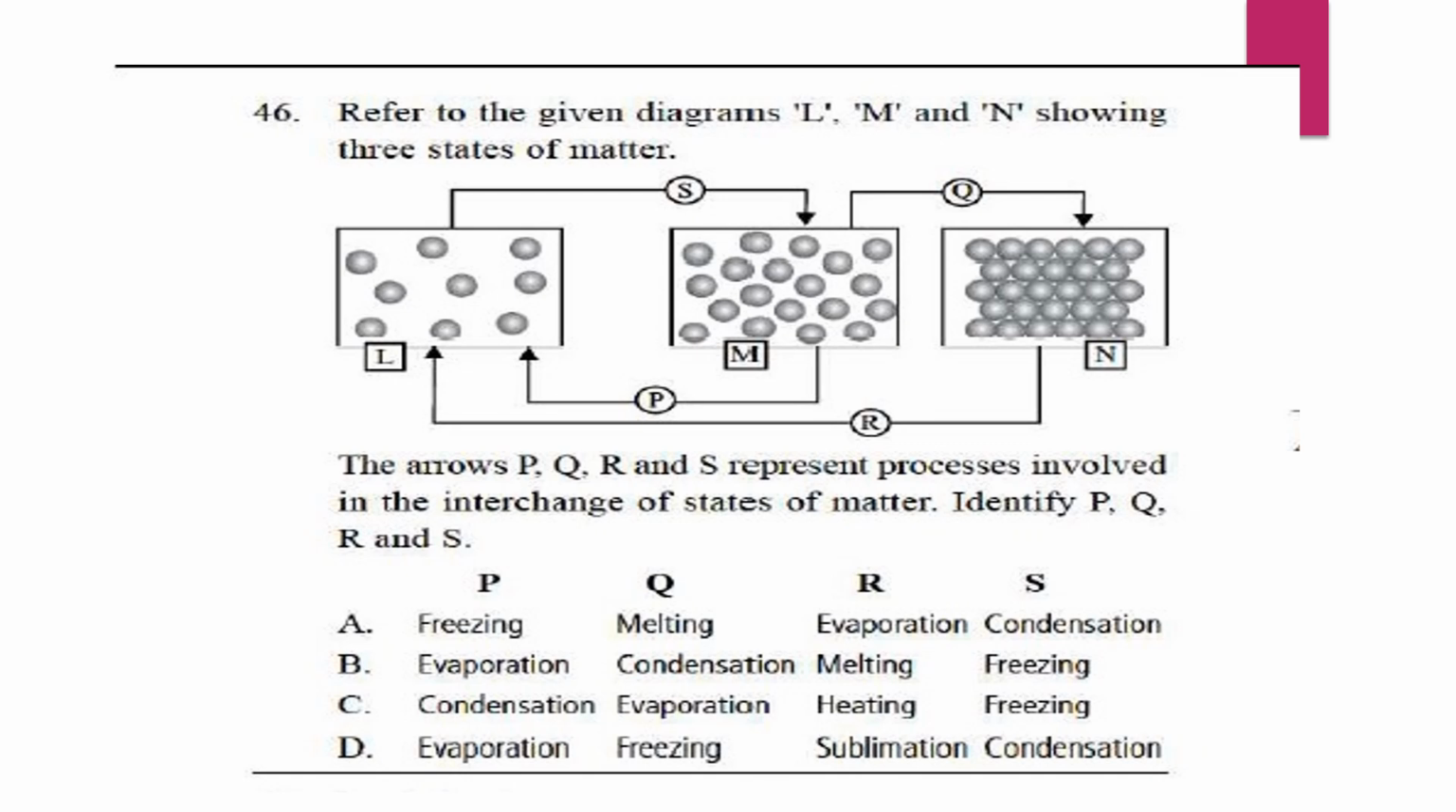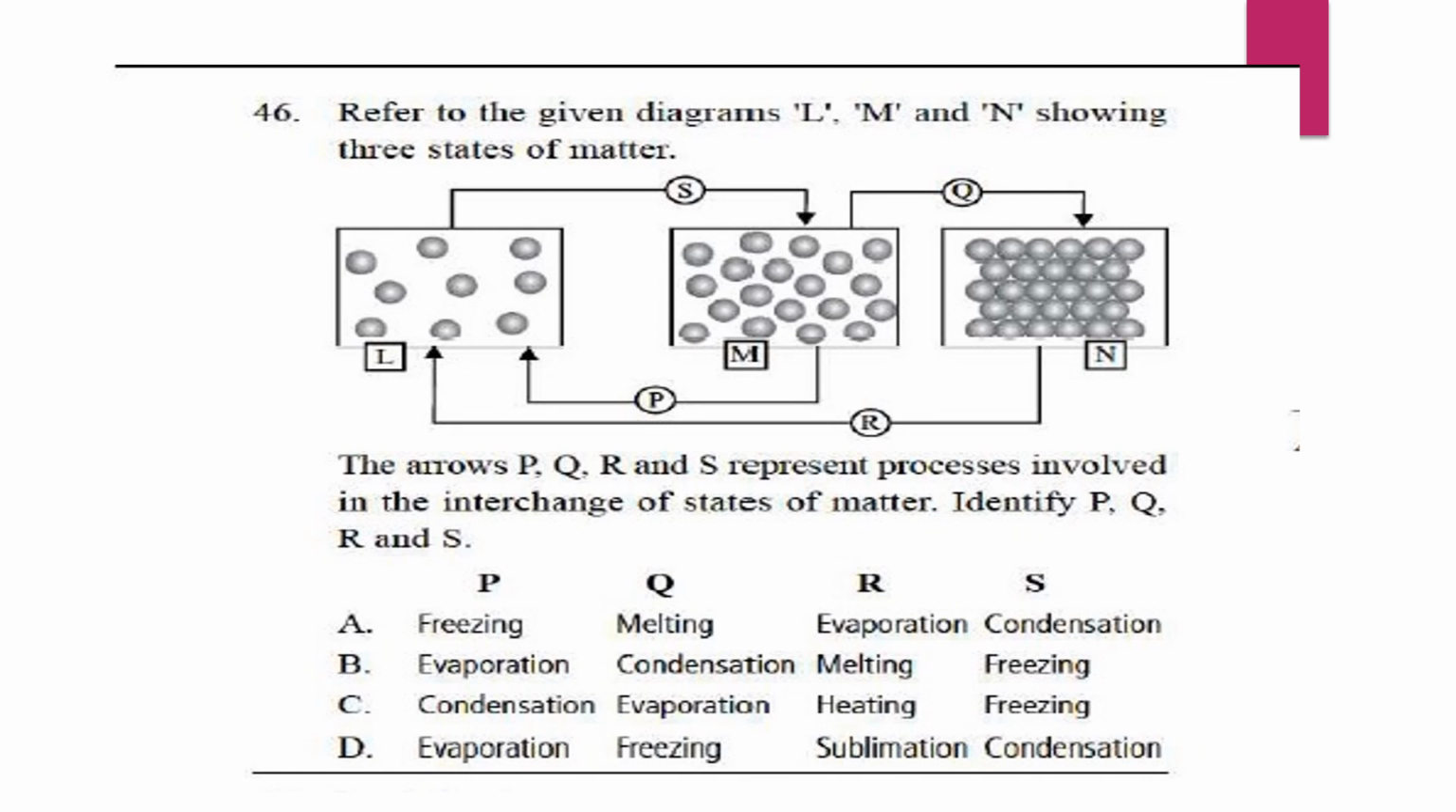Refer to the given diagrams L, M and N showing three states of matter. The arrows P, Q, R and S represent processes involved in the interchange of state of matter. Identify P, Q, R and S. L is the gaseous state because the molecules are far from each other. M is the liquid state and N is the solid state.